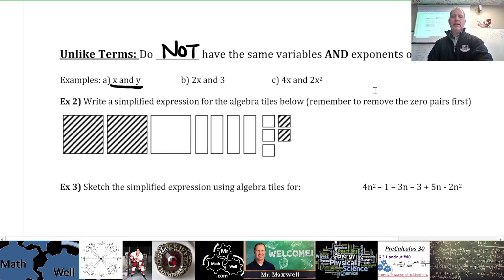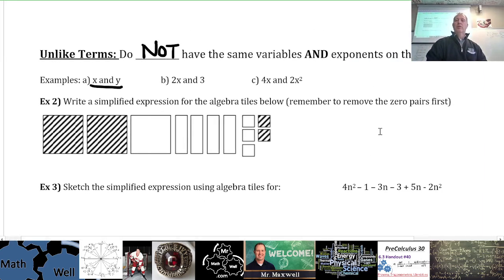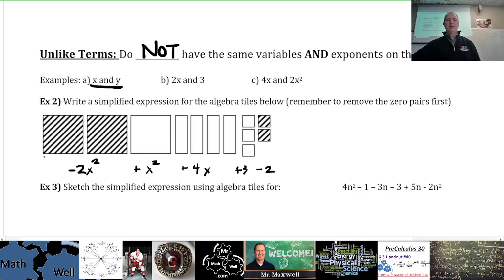Write a simplified expression for the algebra tiles below, and remember to remove the zero pairs first. So what do I have? This is a negative 2x squared. I have a positive x squared here. I have a positive 4x with these rectangle tiles. I have a plus 3, and I have a minus 2. You see that? So that's the collection of what I have here.